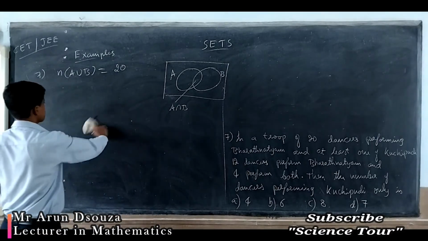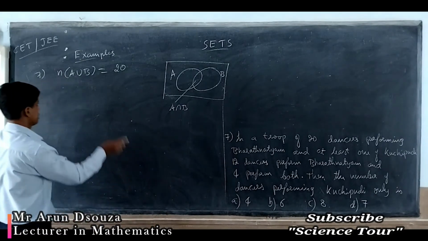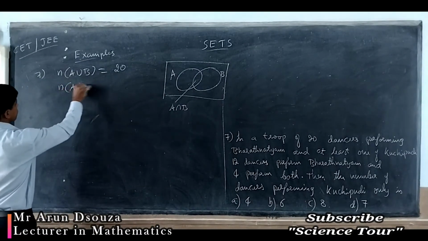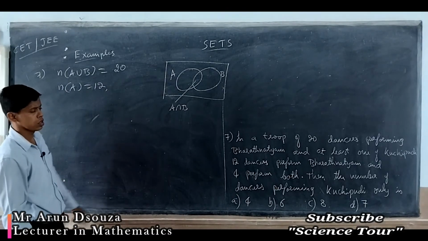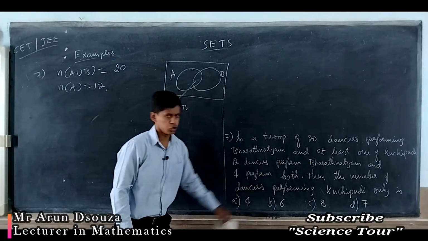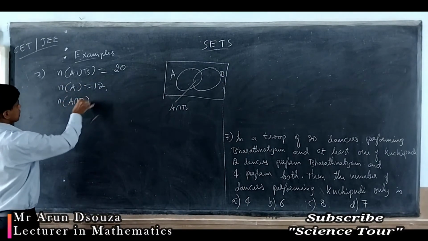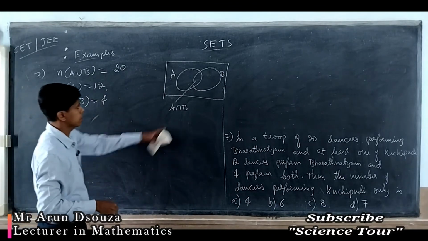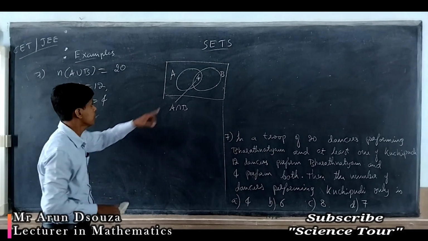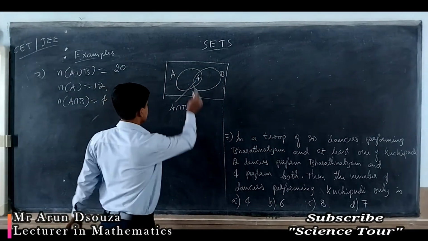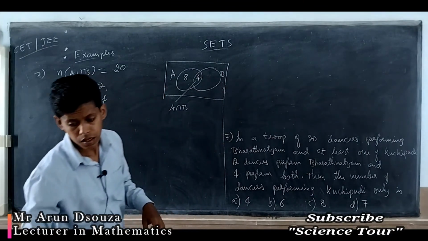Well, next, continue. 12 dancers perform Bharatanatyam. I'll take it as A. Then 4 perform both. So there are 4 people who do both the dances. So they are in this region. There are 4. Now, how many are in only A region? 8. Correct? Okay, now we have to find this.